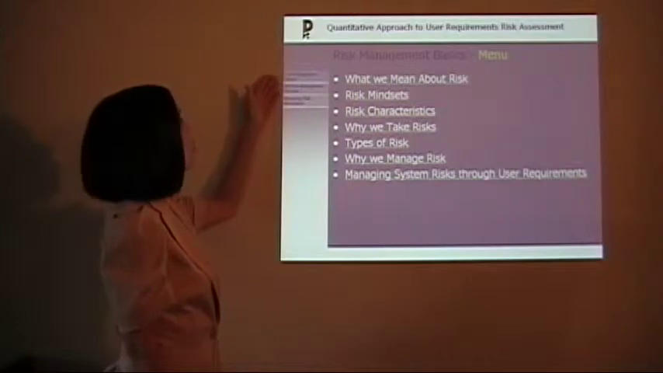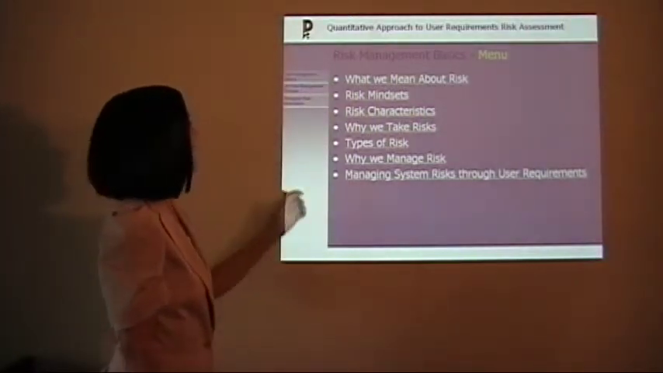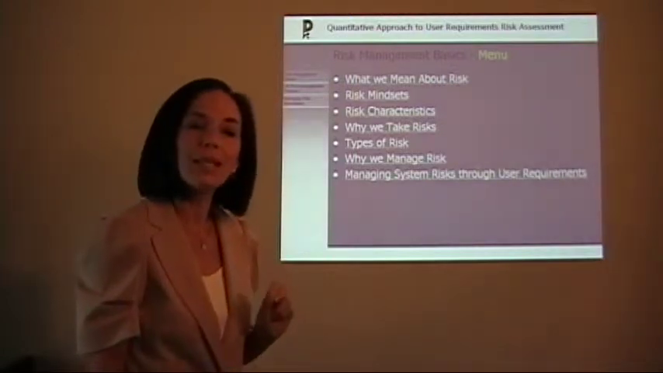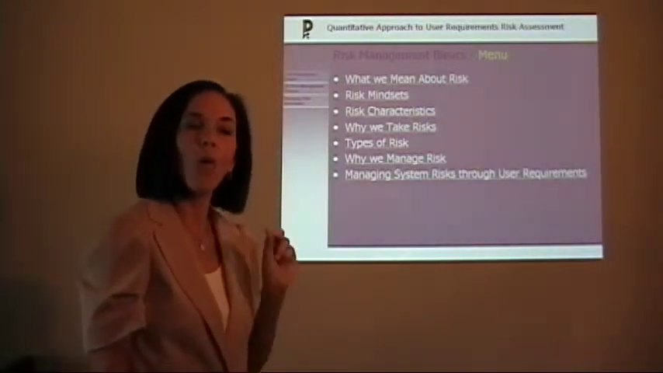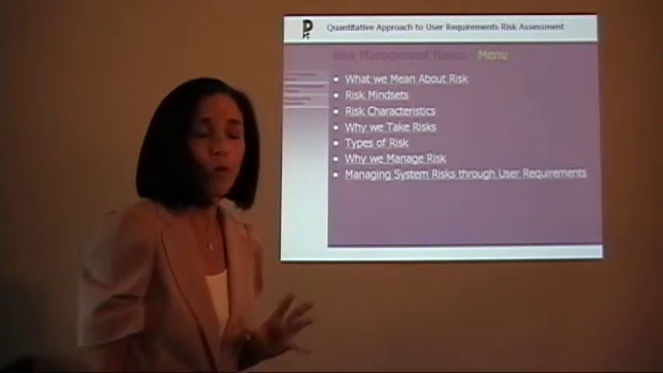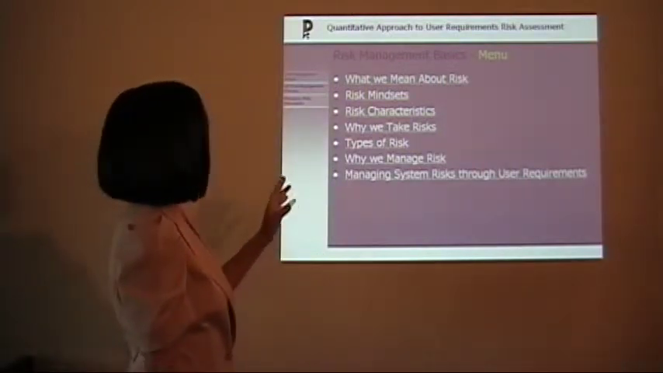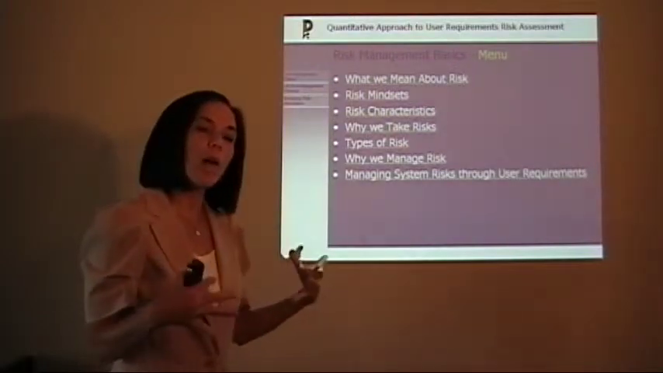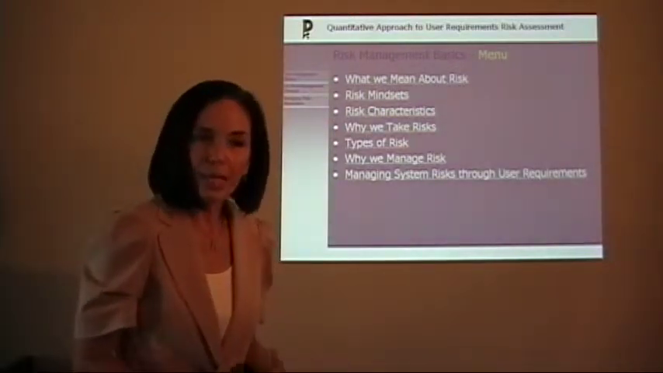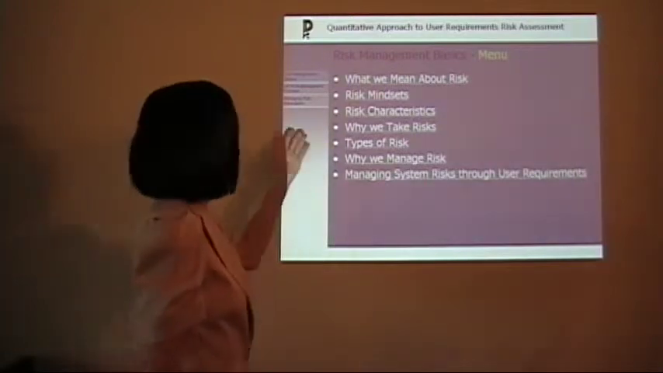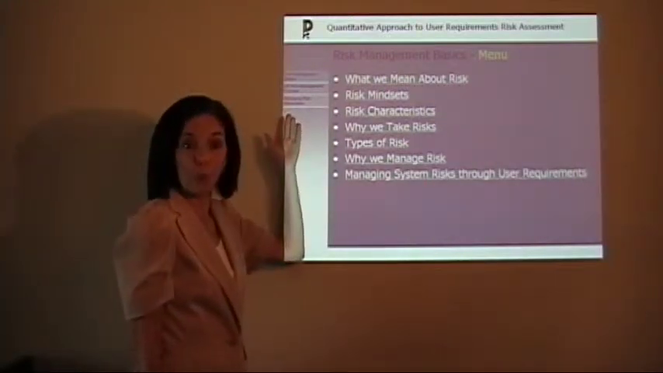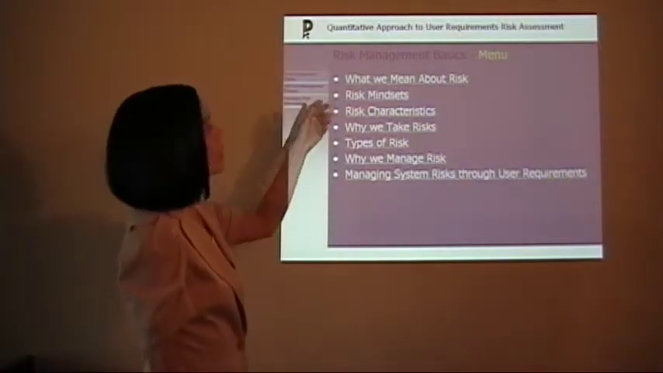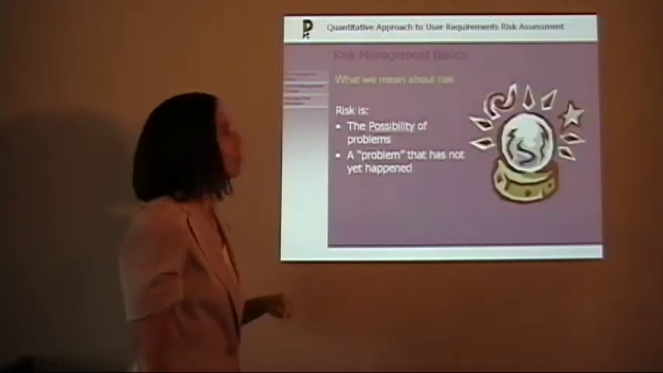First, we're going to review risk management basics. Then we're going to look into the process of how to risk assess user requirements and how it is beneficial for the success of a system implementation. And finally, once we are able to gather risk data for user requirements, we're going to look into how we can manage that data to our benefit and the benefit of our organization. So let's start with the basics of risk management.